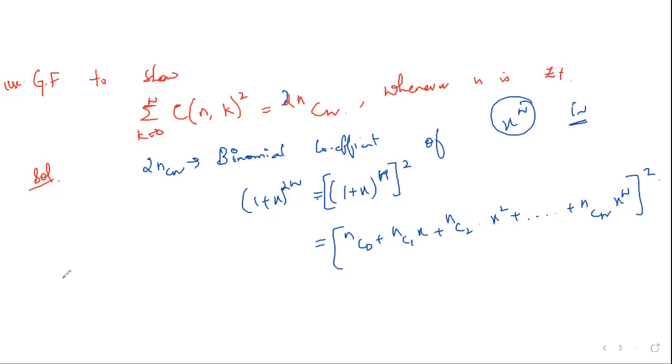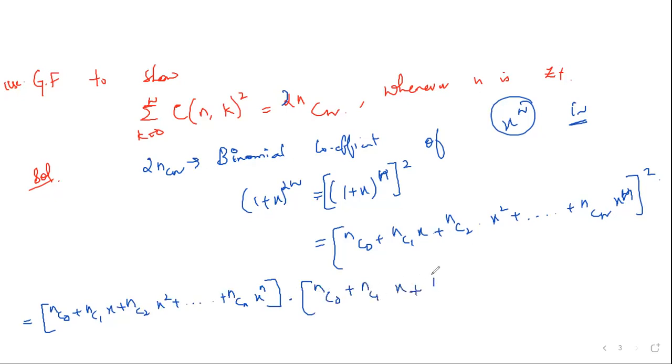The coefficient of x power n: we have to write this twice, because it is a square. So let's write it twice so that it is understandable. nC0 plus nC1 into x plus nC2 into x square plus and so on up to nCn into x power n. Again, the same thing because we have a square: nC0 plus nC1 x plus nC2 x square plus and so on up to nCn x power n.